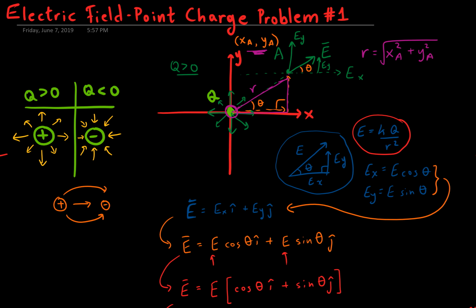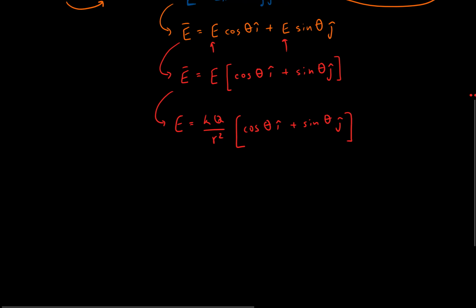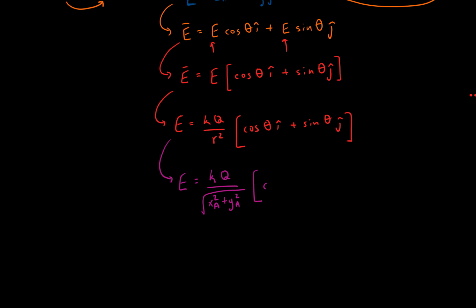So let's go ahead and plug this back in. So now we see this is k times q over the square root of xa squared plus ya squared, times cosine of theta i hat plus sine theta j hat.